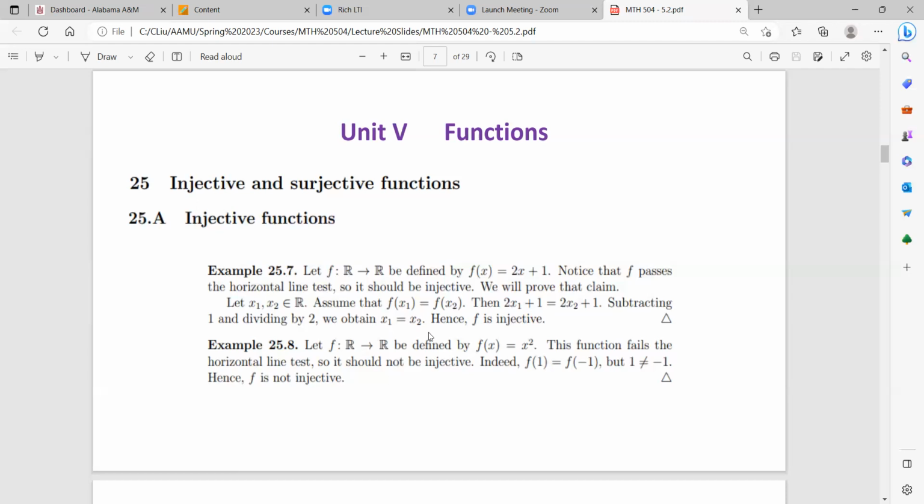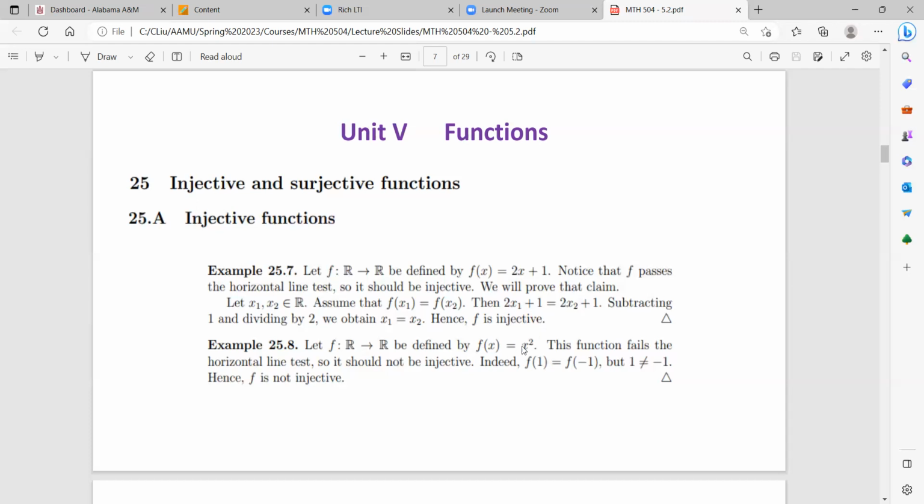Another example, again, is from R to R. Now, this time we define a function f(x) equal to x squared. This is a quadratic function, or if you plot it in the xy plane, that will give you a parabola. And this is not one-to-one. It does not pass the horizontal line test. You get 2 intersections with the parabola when y is greater than 0.